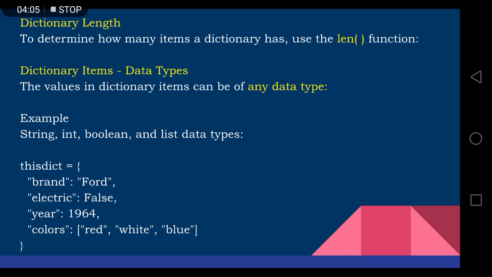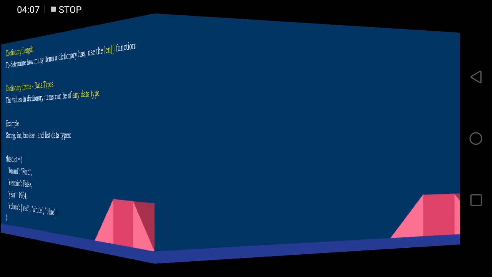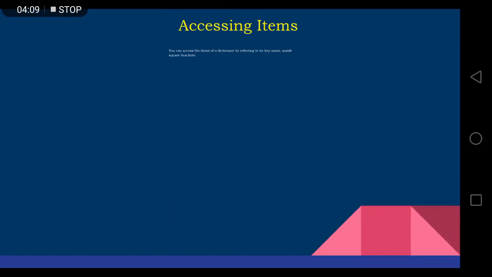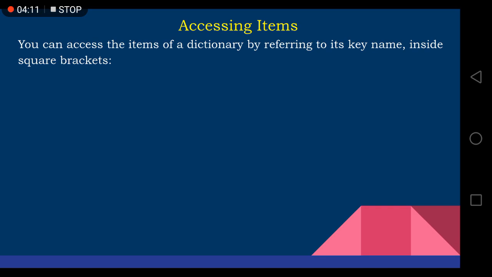So this is how to create a dictionary with different data types. And then let us see how to access the items from the dictionary. You can access the items of a dictionary by referring to it by key name inside the square brackets. Let us see with an example.